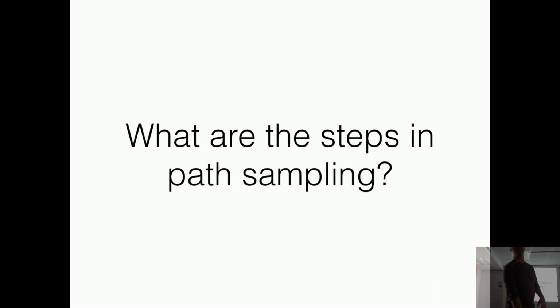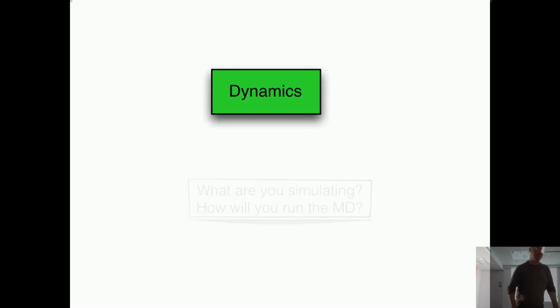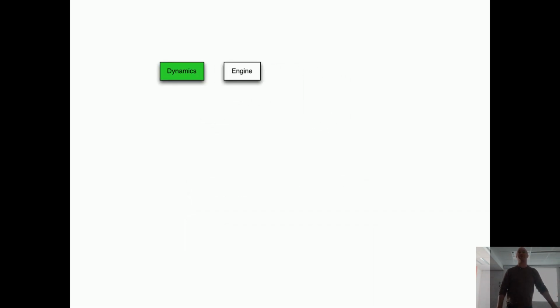Steps in path sampling. This is true no matter what. When you do the examples today, you'll do these actual steps, but I want you to be aware that these are the things we do, in the order we do them. First, you have to figure out what you are going to study. What will you be simulating? How are you going to run the MD? Are you going to use NVT dynamics, NVE dynamics, NPT? You need to make that decision before you start. Are you studying alanine dipeptide? Are you studying a cluster forming? You need to make those sorts of decisions. In OpenPathSampling, that goes into what we call the dynamics engine.